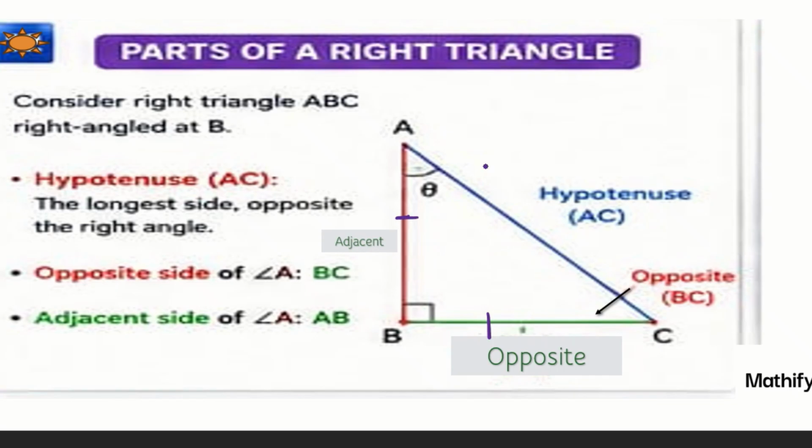You can see adjacent means जो लगी हुई हो. So कौन सी side angle A से बिल्कुल जुड़ी हुई है? Side AB. So this is known as adjacent side. और कौन सी side angle A से बिल्कुल opposite है? Which side is just opposite to angle A? Side BC. Okay. So these are the three parts: the opposite side, the adjacent side and the hypotenuse.